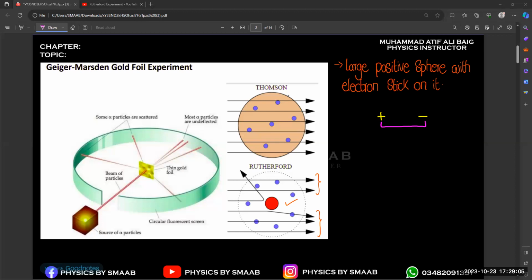If you just combine proton and electron, what will happen? They will neutralize. So there will be no positive charge, no negative charge. So finally, you will get a neutral thing. There will be nothing like positive, nothing like negative in the atom. Okay, so that was the problem in the old idea.